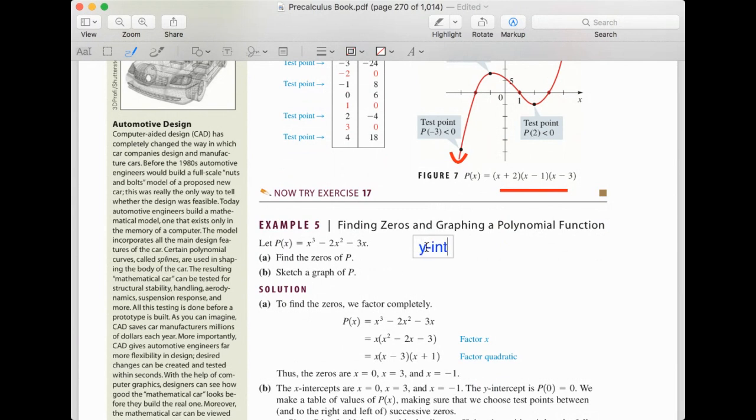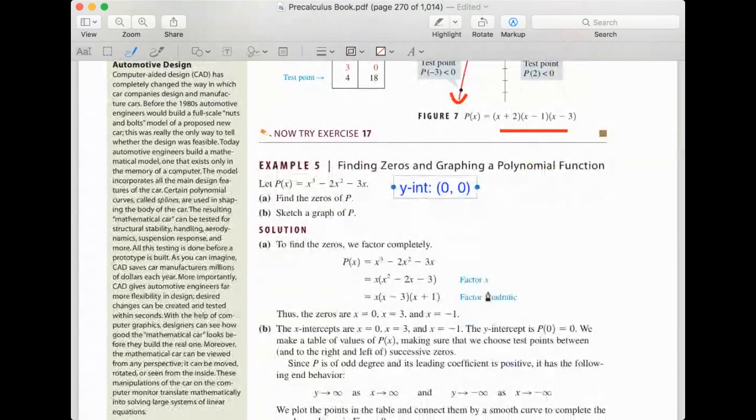Y-intercept is obvious, right? So we plug in 0 for x. If x is 0, we get y equals 0. So the graph of this function goes through the origin, because if x is 0, this is 0, this is 0, and this is 0. So P of 0 is 0. Now let's find zeros or x-intercepts.